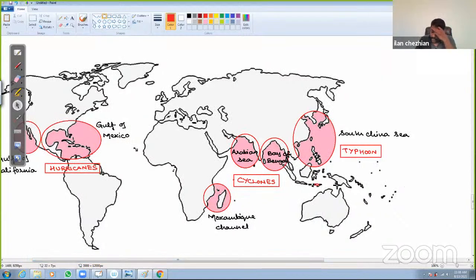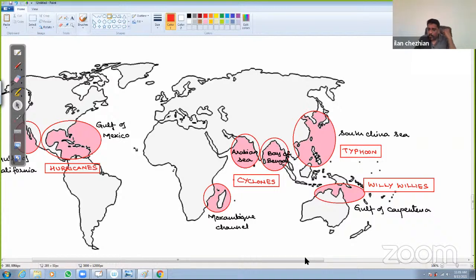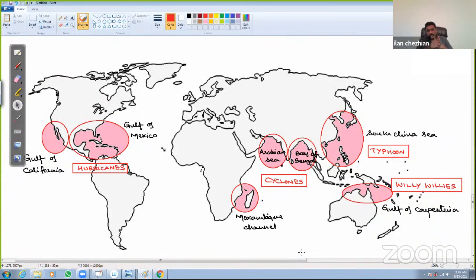Similarly, if you're in Australia, particularly the Gulf of Carpentaria region, so here you call them as what? Willy Willy, Northern Australia or the Gulf of Carpentaria. In this Gulf of Carpentaria region, you call them Willy Willies. So what I want to tell you is the mechanism is one, but they take different names in different regions.